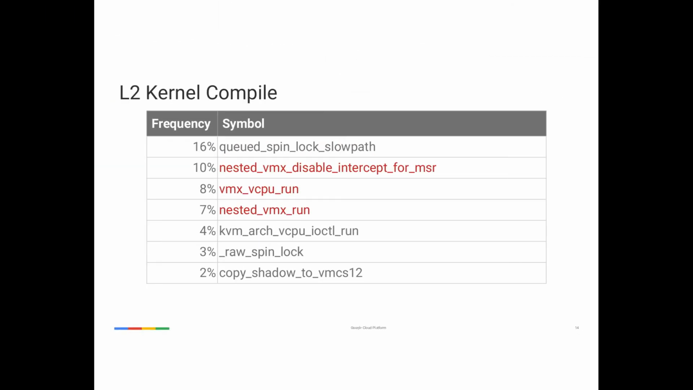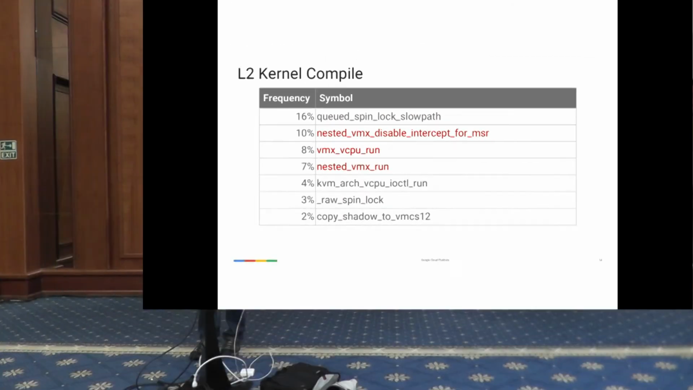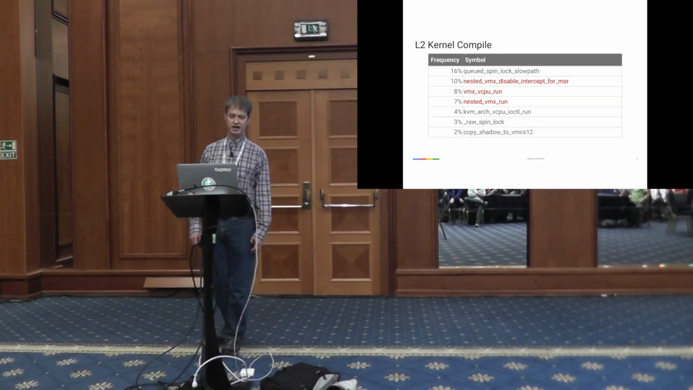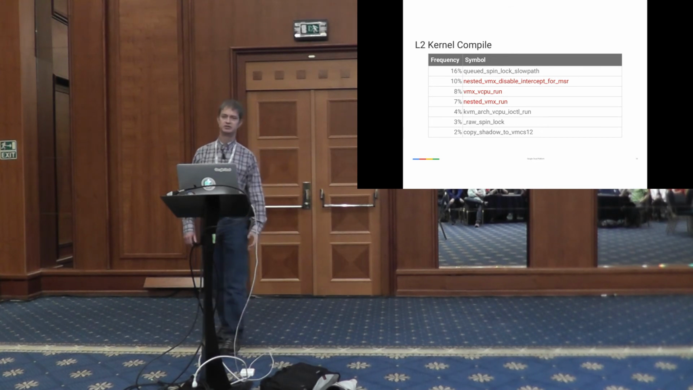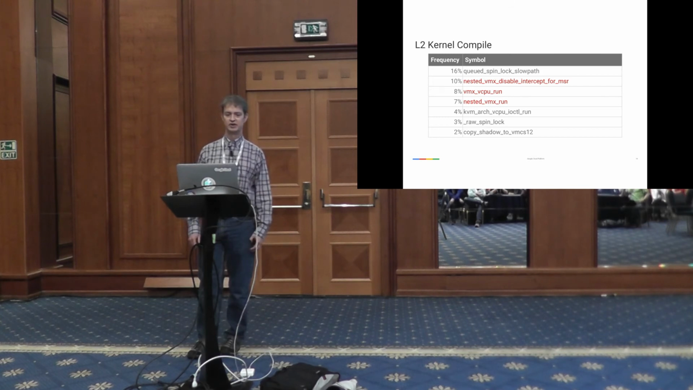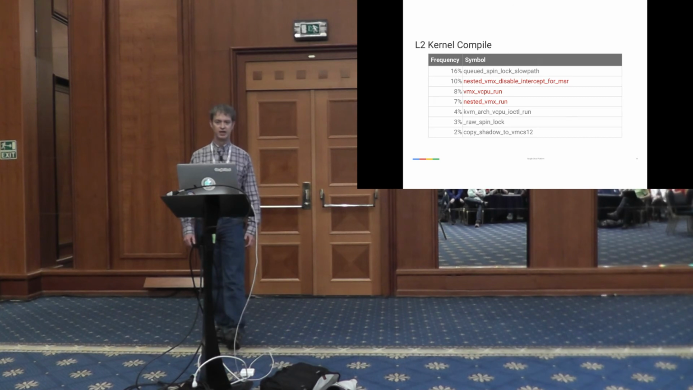Looking next at Kernel Compile, again, we have the three hot ones from before. And kind of a surprise to me was that QEMU spin lock slow path shows up way at the top. I don't think we should worry about this one. I think this is paravirt spin locks. If you're up there spinning on a lock, you probably don't have any work to do anyway. So maybe it's not a big deal if that's way up at the top.